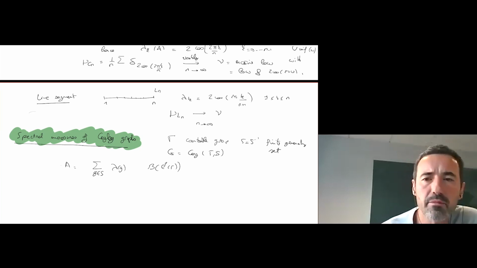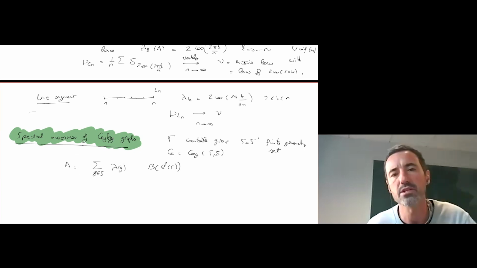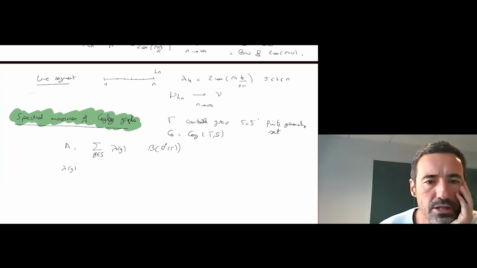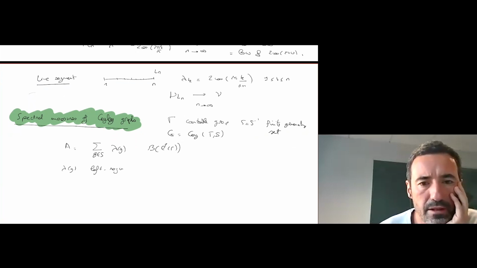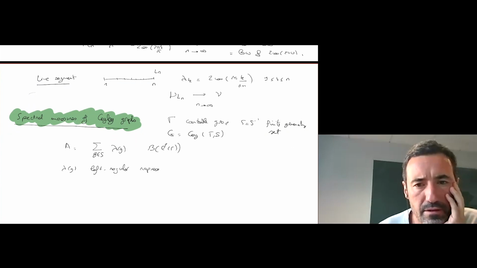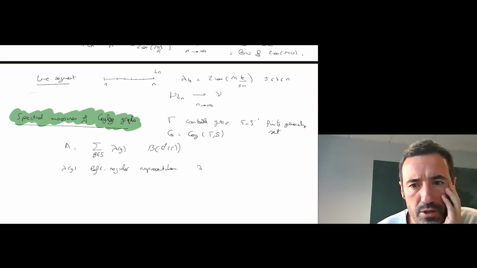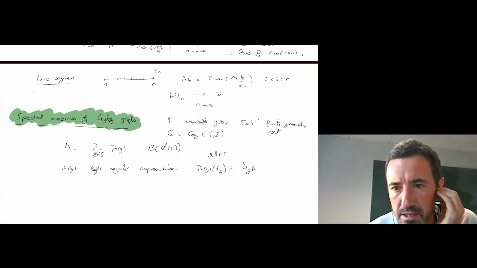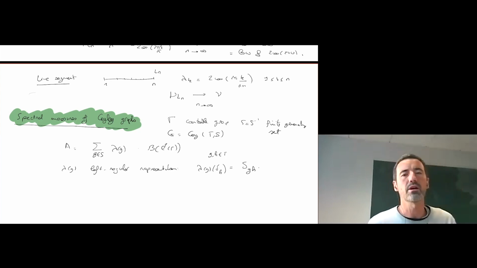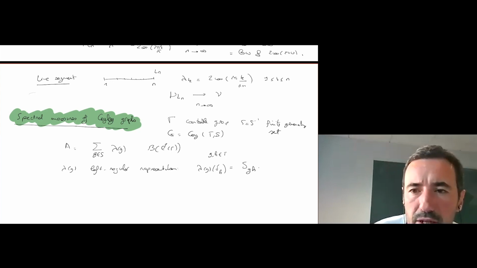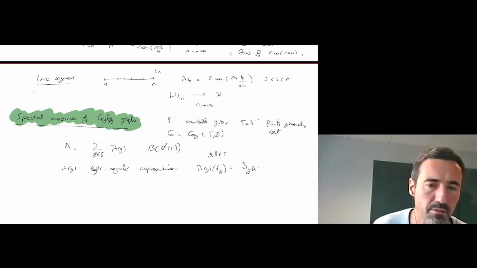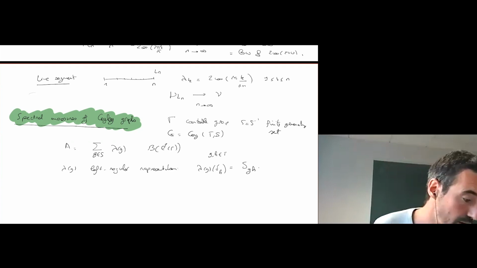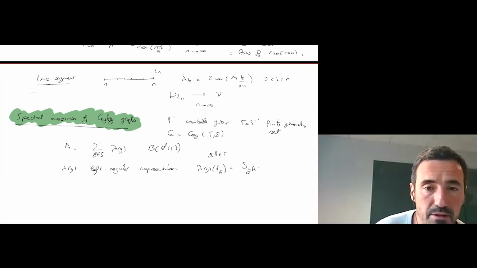It's a bounded operator on L2 of gamma. And you can write it as a sum of the lambda of g, where lambda is the left regular representation, which is simply the multiplication operator: lambda of g applied to the Dirac mass at h, with g and h elements of the group, is simply the left multiplication by g. So it's the Dirac mass at gh. Okay, so if you recall the definition of Cayley graphs I gave you at the beginning, you can write the adjacency operator in a different way as a sum of the lambda of g over g in S.